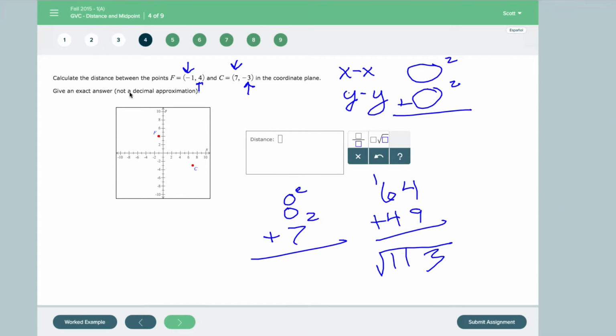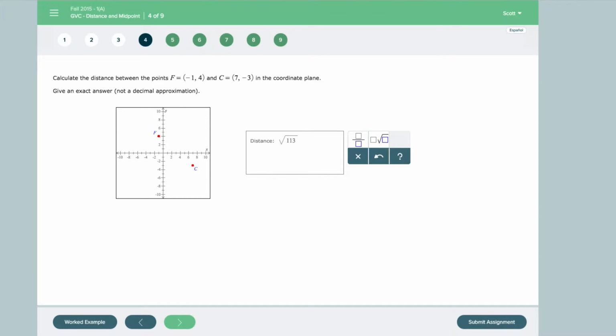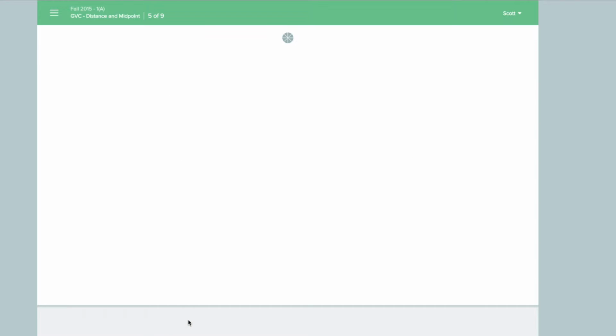And this one doesn't want any decimal approximation, and that's all it means. It means I'm going to put the square root of 113. That's my answer. So you don't have to enter that into the calculator. You just leave it the way it is. Okay, number 5.